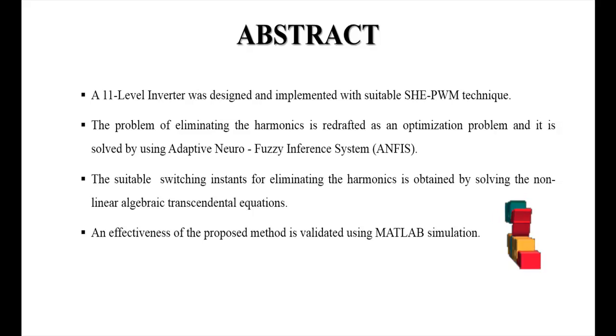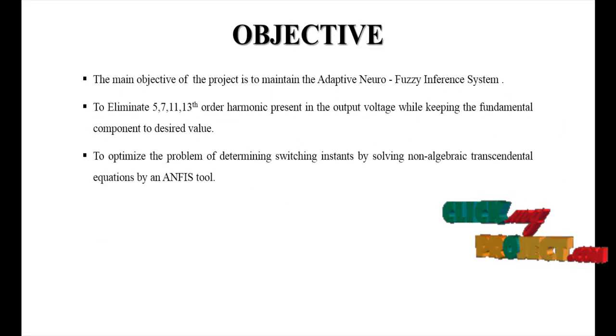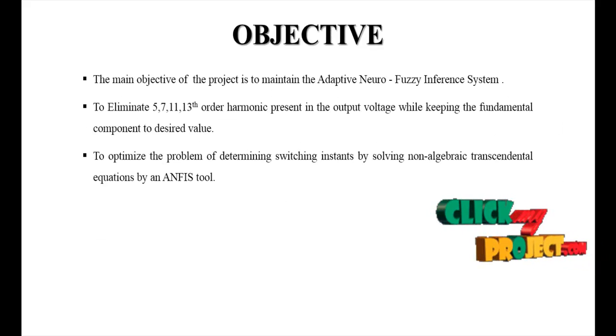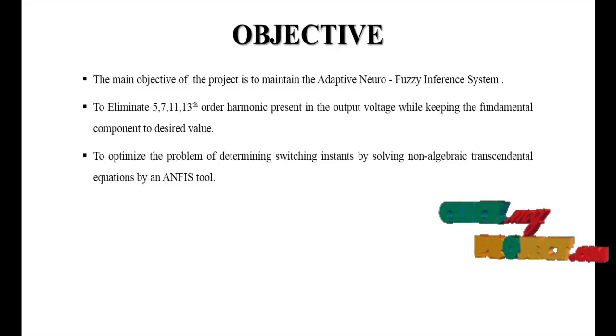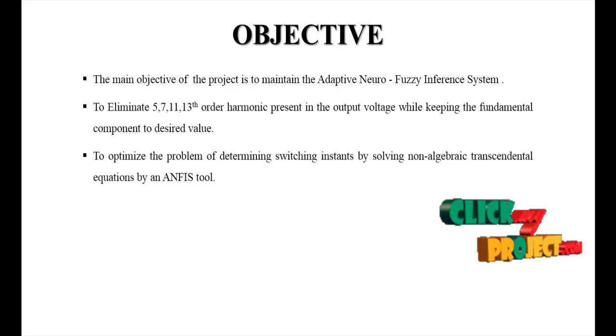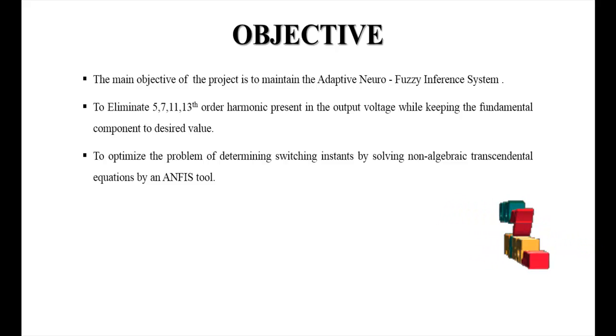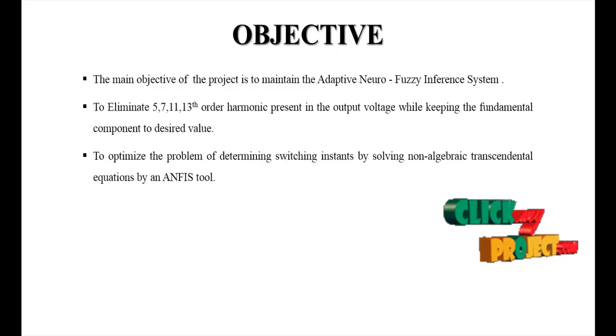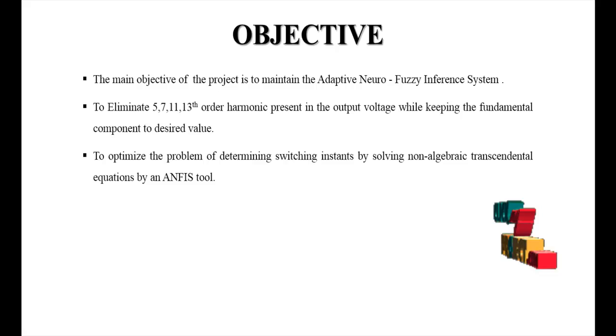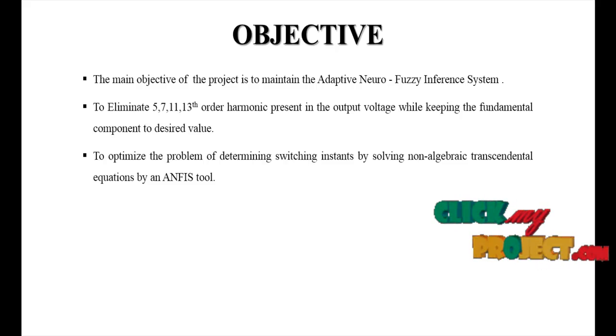Our project objective is the adaptive neuro fuzzy inference system, and then to find the 7th, 11th, and 13th order harmonics present in the output voltage and the fundamental component as discrete values. So the optimization problem is to find discrete switching instants by solving the non-linear algebraic equations using the ANFIS tools.